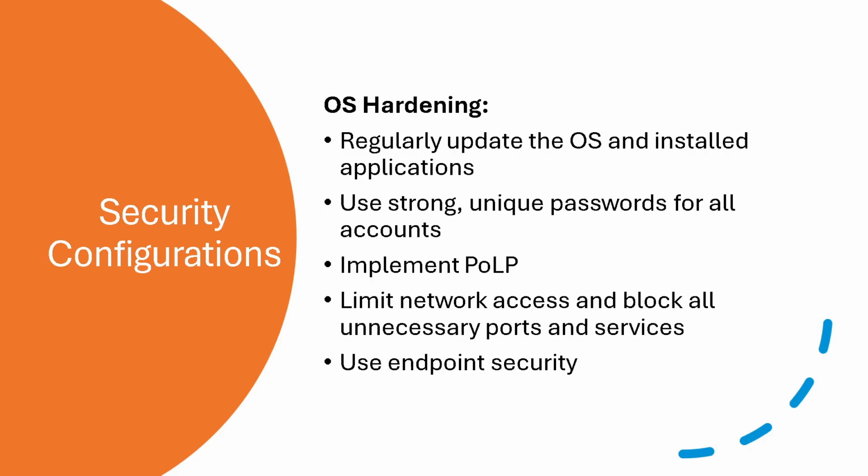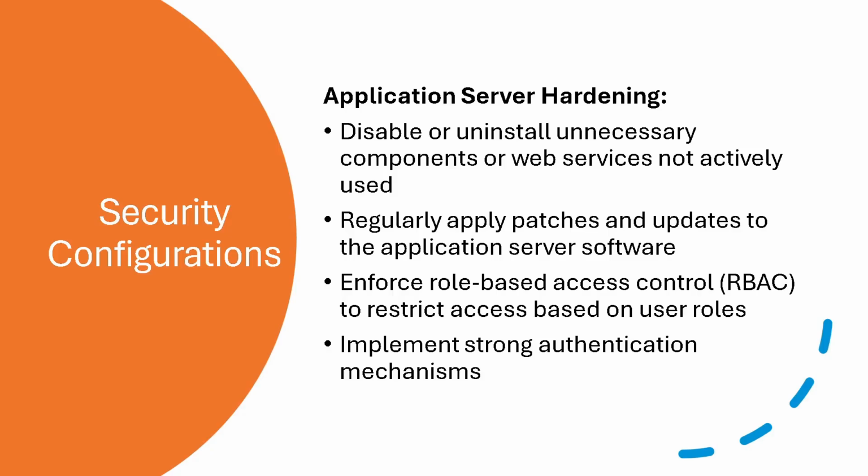Use endpoint security software. Endpoint security software provides additional protection by monitoring system activity for suspicious behavior, detecting malware, and preventing unauthorized access attempts. Application server hardening. Disable or uninstall unnecessary components of web services that are not actively being used. Regularly apply patches and updates to the application server software. This can be automated by proprietary and third party tools. Enforce role based access control, or RBAC, to restrict access based on user roles. Finally, implement strong authentication mechanisms and multi factor authentication.